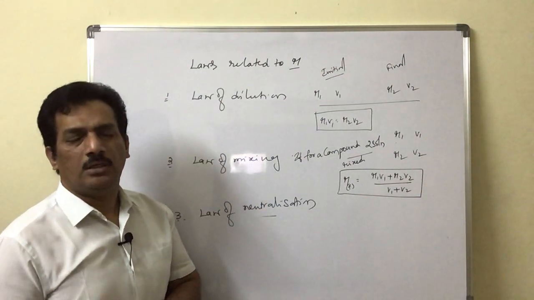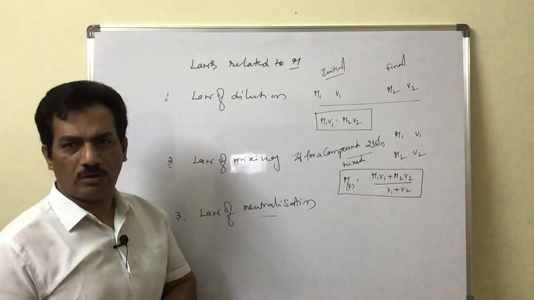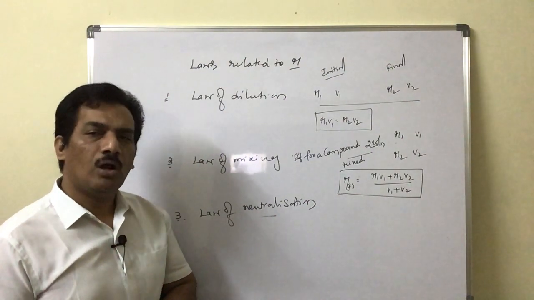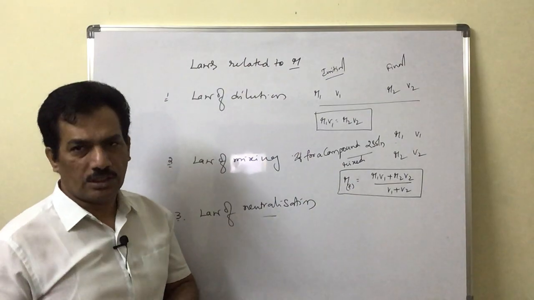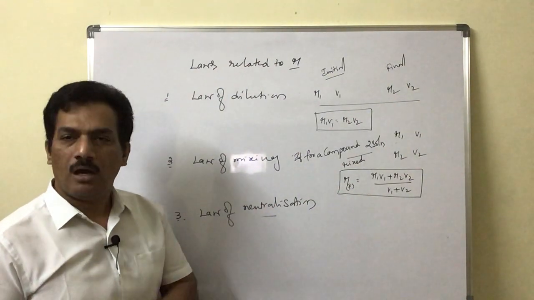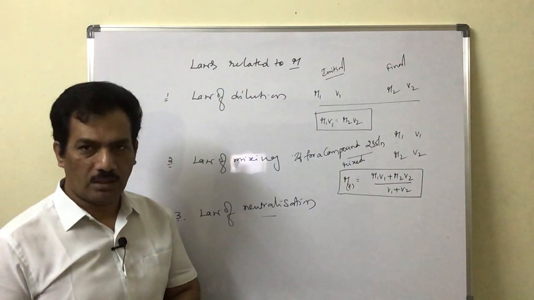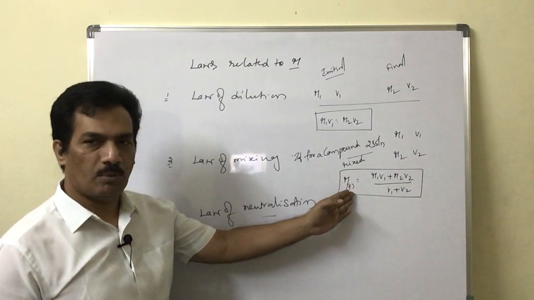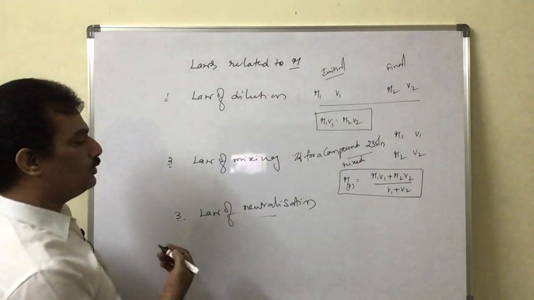Say for example, a 2 molar NaOH solution 1 liter and a 1 molar NaOH solution 3 liters are mixed. Then if they ask what is the final concentration of that solution, this is the formula. Clear?